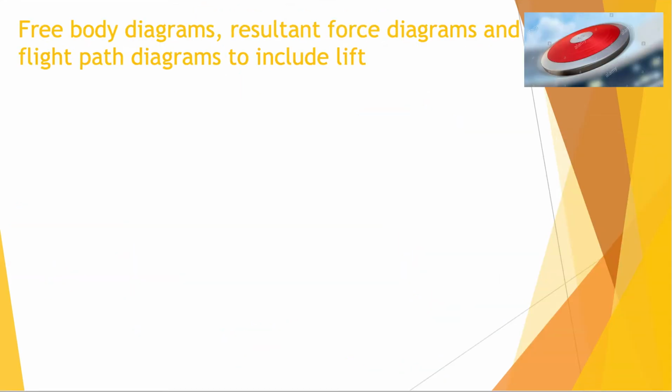We can now use free body diagrams, resultant force diagrams, and then flight path diagrams to actually show what that results in. So a free body diagram is going to show us the forces acting on the projectile while it's in flight, and then the resultant force diagrams and the flight path diagrams are there to sort of indicate what that actually means for the object in flight.